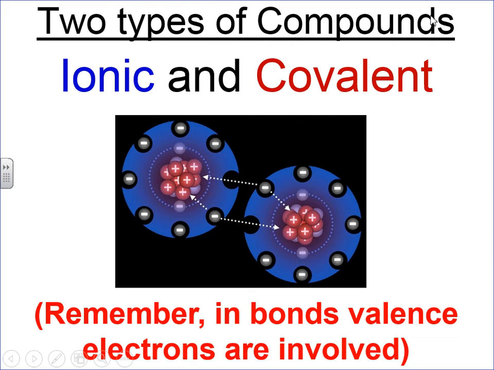Now, typically we say there are two types of compounds. The first type is ionic, and hopefully you hear the word ion in there. The second type is covalent, and the word co means something among them, between them.